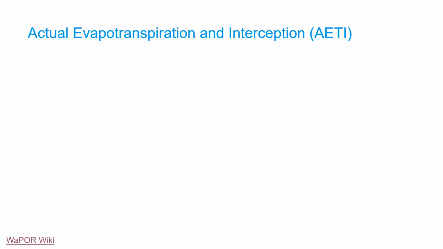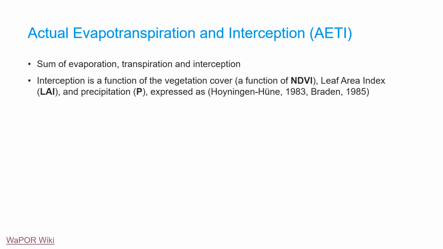ETLook model calculates actual evapotranspiration and interception AETI independently from RET. The model first calculates soil evaporation, canopy transpiration, and interception, then sums these three components to calculate total AETI. Interception is a function of vegetation cover based on normalized difference vegetation index, leaf area index, and precipitation as follows. All these three inputs are derived from satellite data.